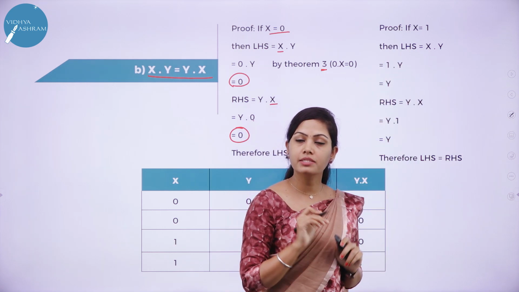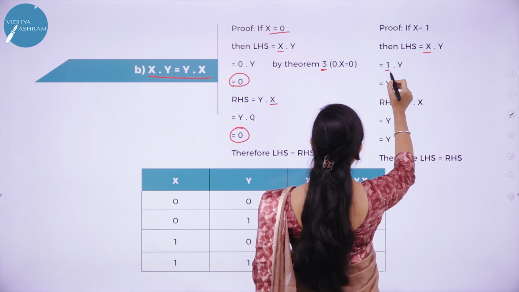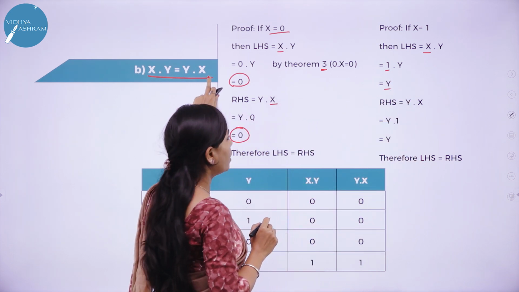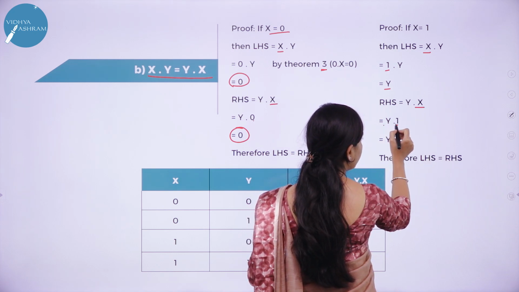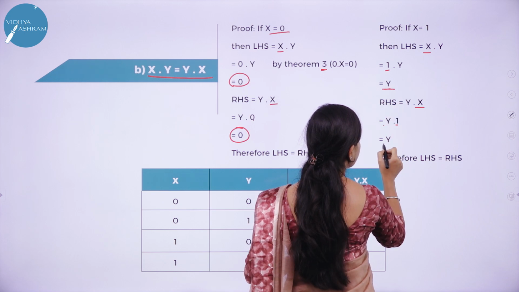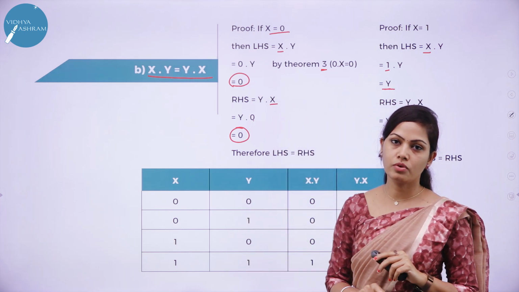LHS is equal to x dot y. Substitute the value of x here, x is equal to 1. 1 dot y is equal to y. And RHS value is y dot x. Substitute the value of x, x is equal to 1, y dot 1 is equal to y. This is your RHS. LHS is equal to RHS. So, this is about commutative law.